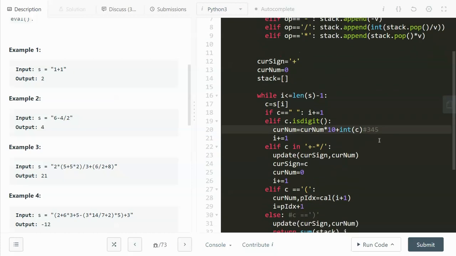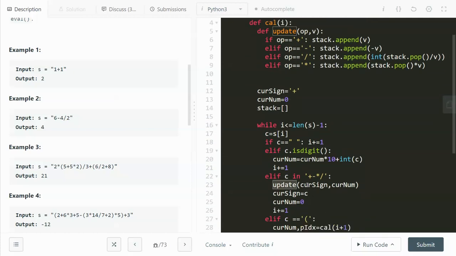Okay, and then next step, else if the character is either plus, minus, times or divide, so a mathematical operator, we're gonna call this update function, and what we're gonna update is the current sign that we had actually before we came across this. So this is the trick, okay?